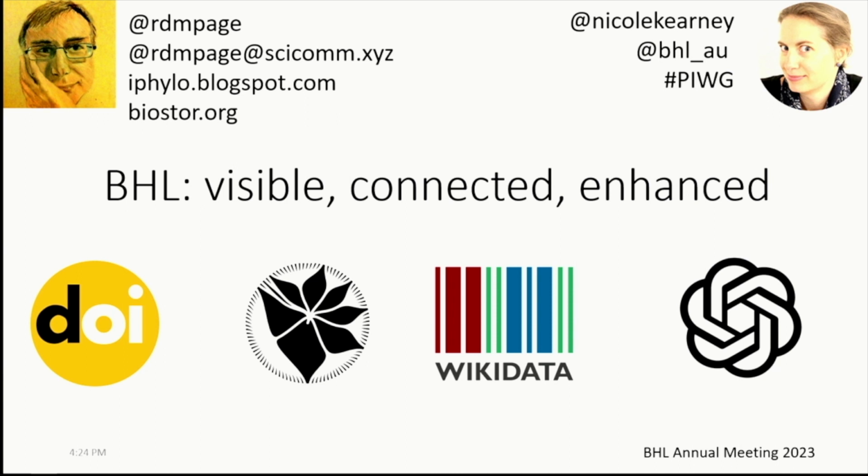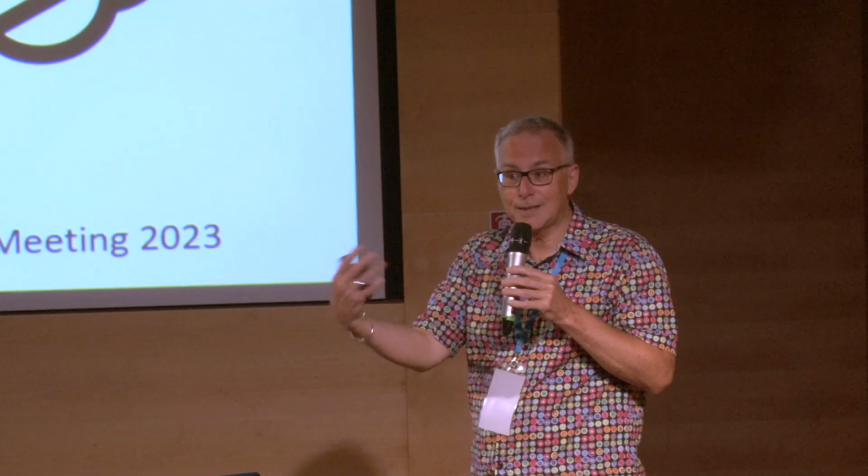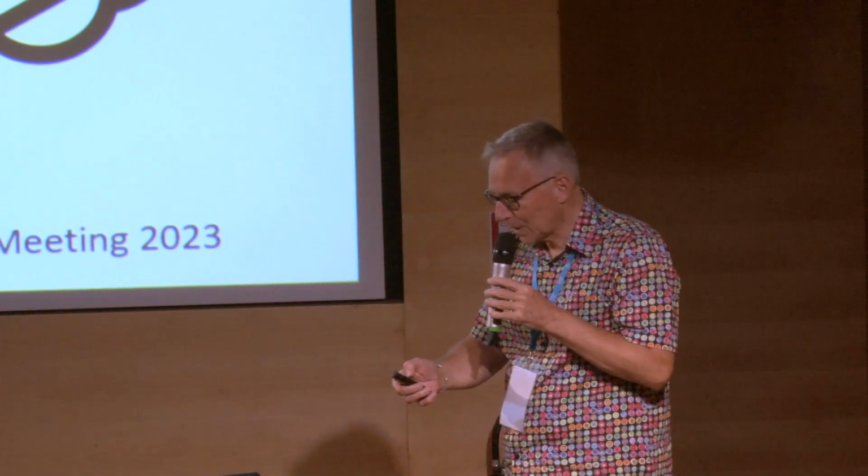Okay, so this slide is sort of a visual abstract of what I'm going to talk about. I want to talk a bit about persistent identifiers, namely DOIs. I'm going to talk a bit about taxonomic databases. I'm going to talk a bit about Wikidata, and then I'm going to finish up talking about ChatGPT.